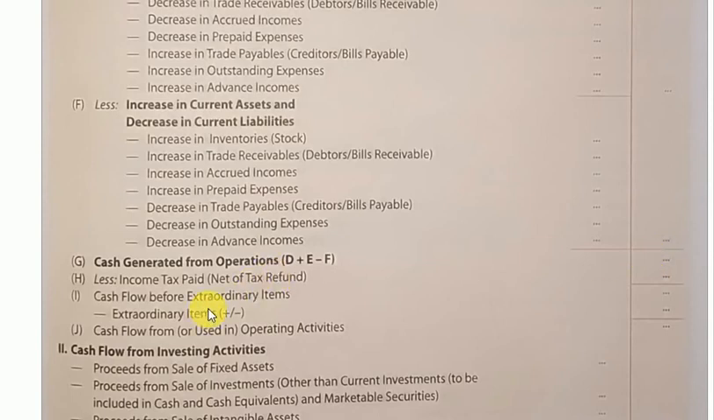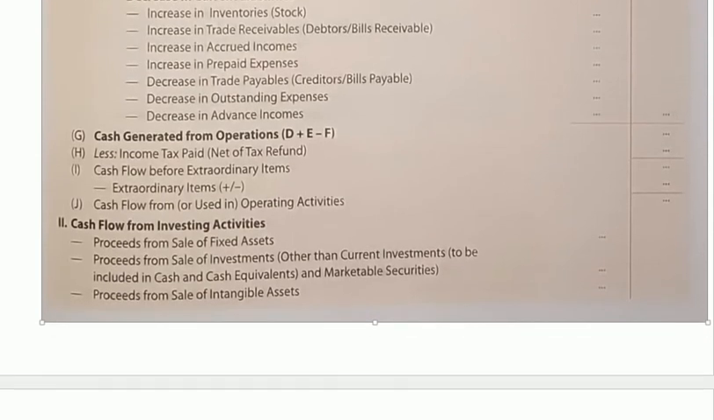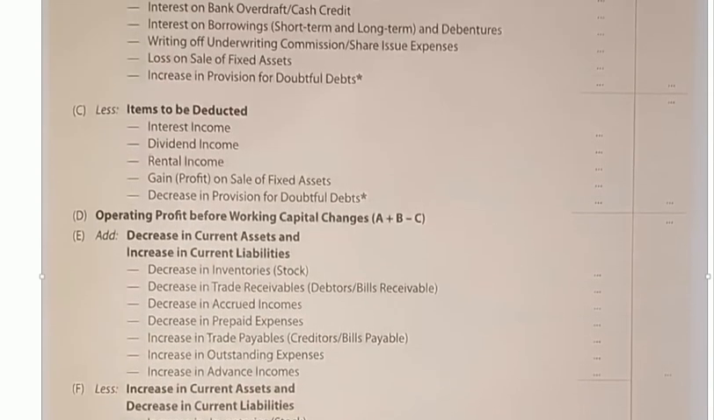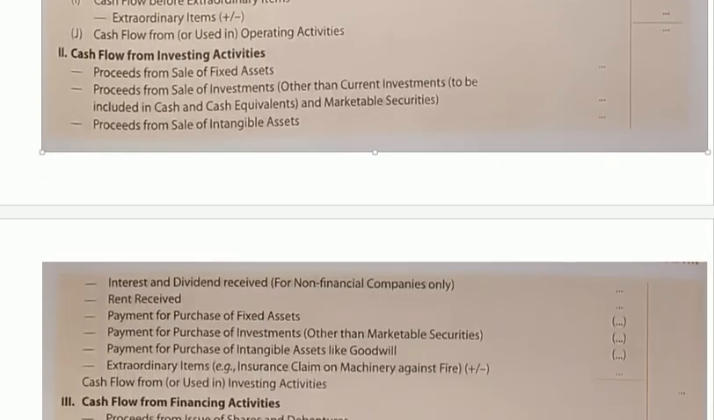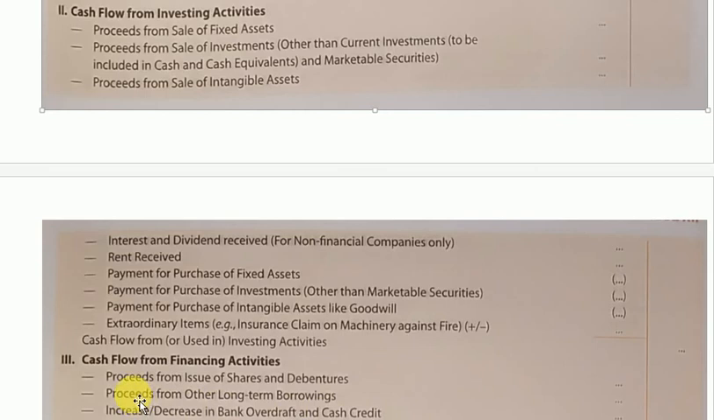So that completes the area of operating activity. Then I've already told you about investing activity. Investing activity final amount after doing all inside calculation. This is the final amount, and this is also your word which is used as cash flow or used. If your investing activity is positive, you will write cash flow from investing activity. You can see here cash flow from investing activity, this is the amount, and if it is negative, you will write cash used in investing activities.